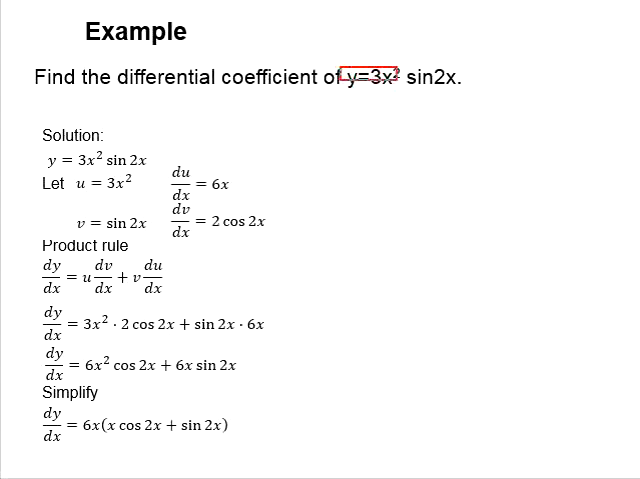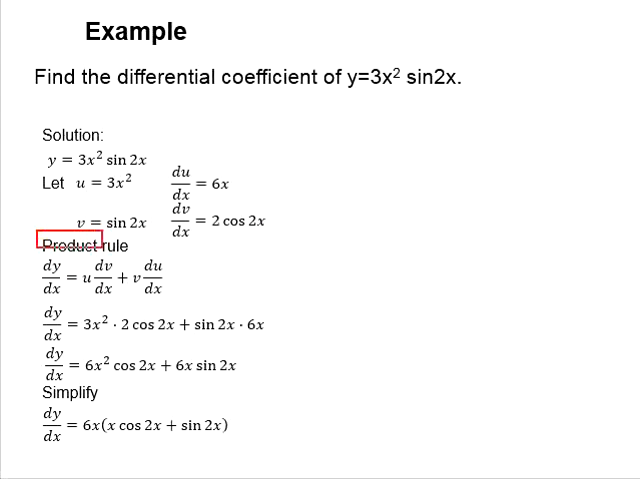The equation given is y equals 3x power 2 sine 2x. It consists of two common functions here. You may separate them into u and v. Let's say we set u equals 3x power of 2 and v equals sine 2x. Differentiate the u function. This gives you 6x. And differentiate the v function. You will get 2 cos 2x.